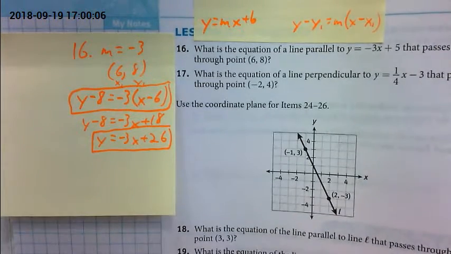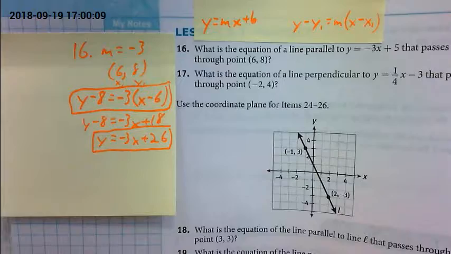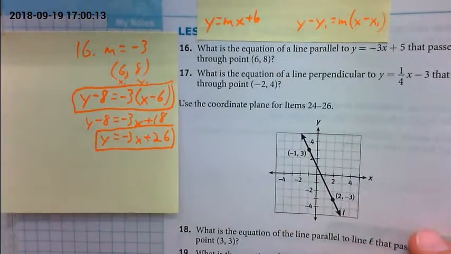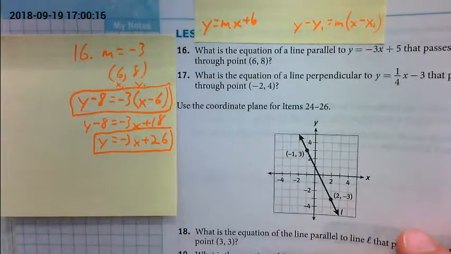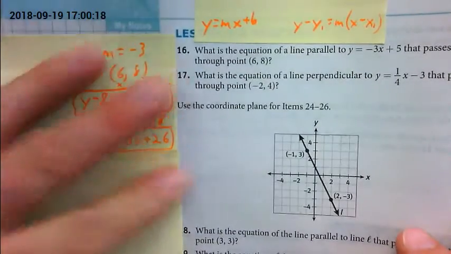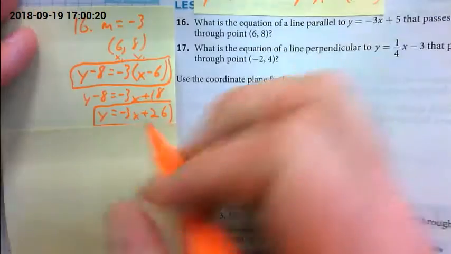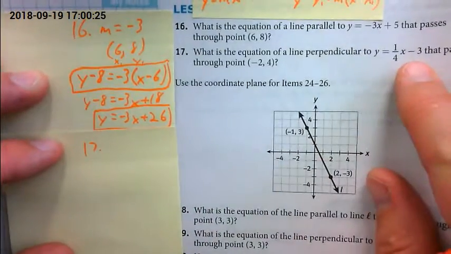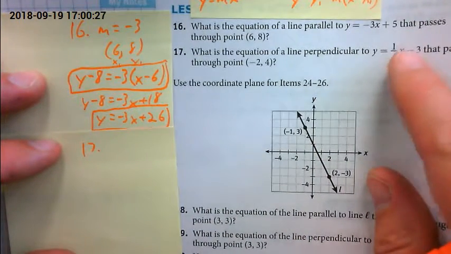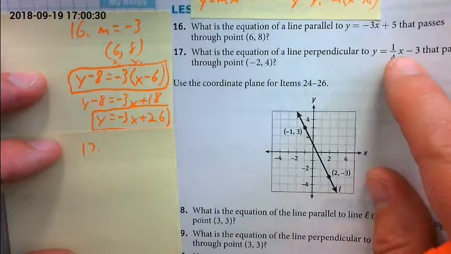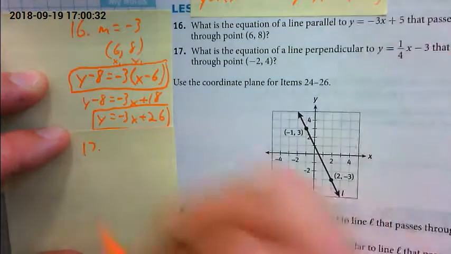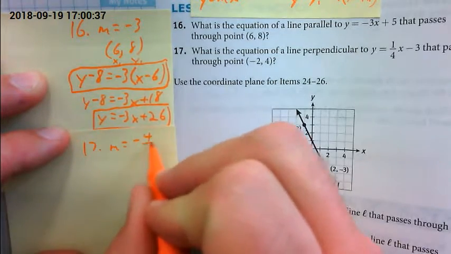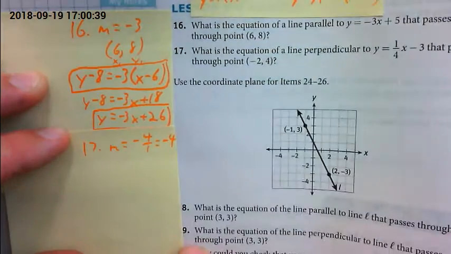So either of those two formats would work. Now, on number 17, same type of thing. But on 17, we have perpendicular. So we have a slope, but the slope in this one, since it's going to be perpendicular, has to be the opposite reciprocal. So instead of doing 1/4, our slope that we're going to use is going to be -4/1, or just -4.